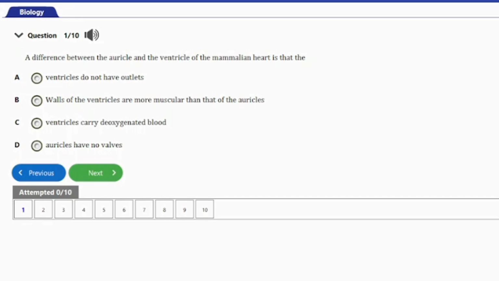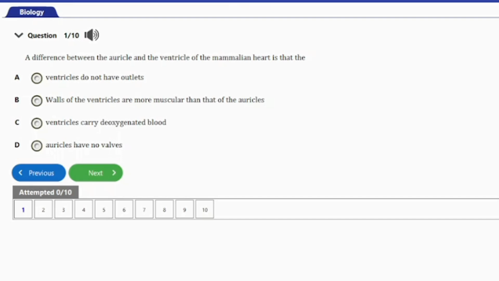It says, a difference between the auricle and ventricle of the mammalian heart is that the A. ventricles do not have outlets, B. walls of the ventricle are more muscular than that of the auricles, C. ventricles carry deoxygenated blood, D. auricles have no valves. The answer to this question is option B: walls of the ventricle are more muscular than that of the auricles.